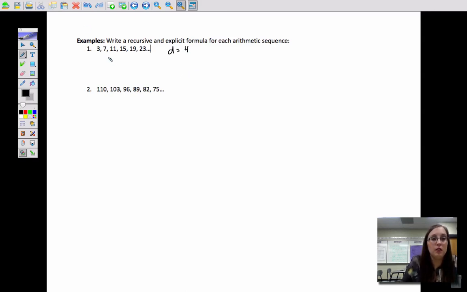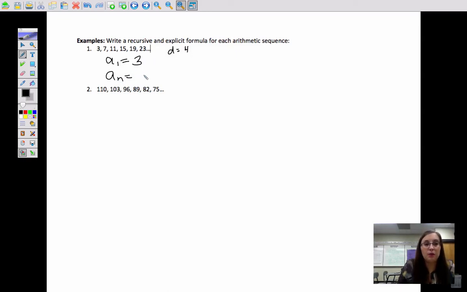So recursively we can define our sequence. We have to do two parts. We have to define the first term because we have to have a place to start. And then a sub n will equal the term before it, whatever the term before it is, and then with 4 added, okay?